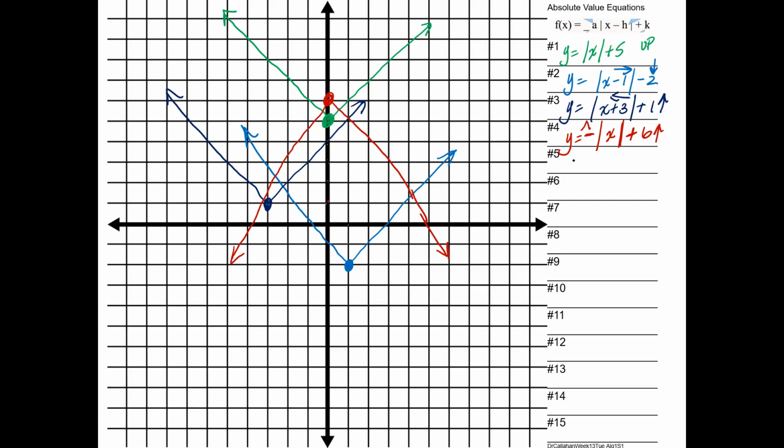Number 5. y equals negative absolute value of x minus 1, minus 5. You're going to go down 5, right 1, upside down. 1, 2, 3, 4, 5, right 1, and it's going to be like this.